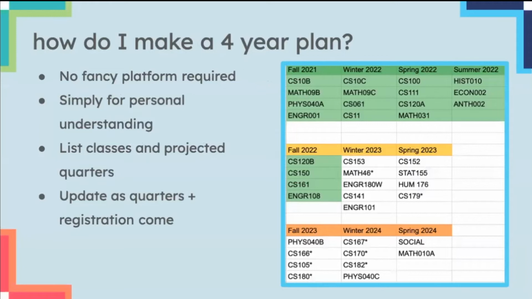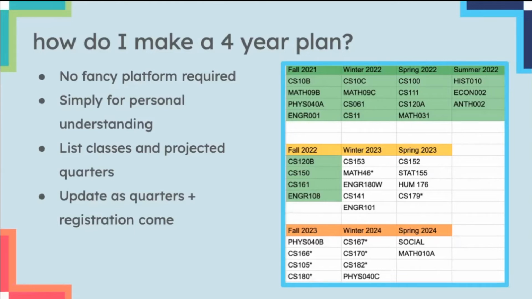Okay, so then we come to how we make a 4-year plan. For creating a 4-year plan, there is no special platform required. It's simply for your personal understanding. You're not going to be sending this 4-year plan to anyone. Perhaps you could share it with your friends, maybe if you want to take classes together, which is completely fine.